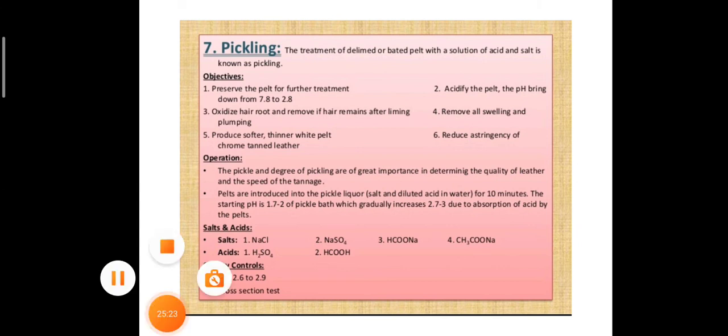The next process is pickling. It is a process to treat the hide with salt and acid to bring the skin to the desired pH, either for preservation or tanning. The treatment of delimed pelts with a solution of acid and salt is known as pickling. What is the main objective? It is to preserve the pelt for further treatment.